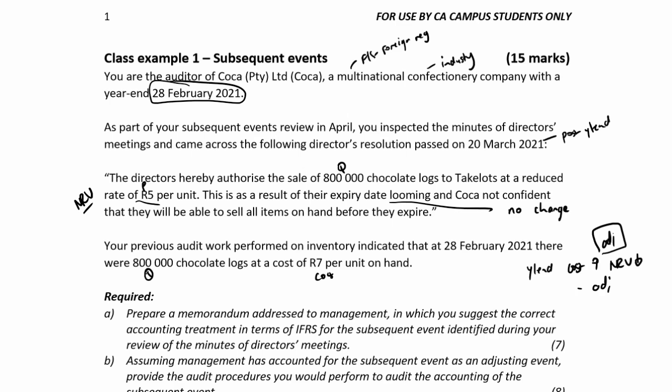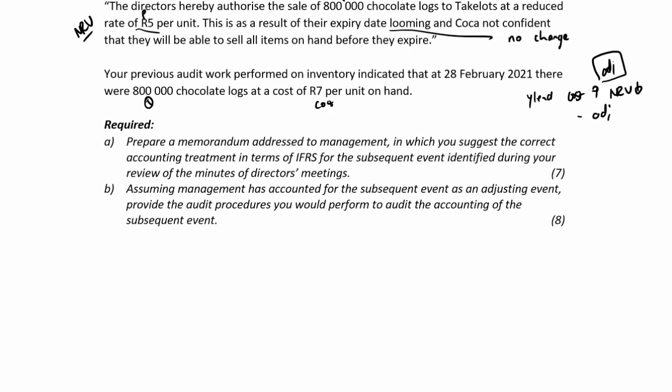So required, A, prepare a memorandum. So now just to note your format, must be memorandum, addressed to management in which you suggest the correct accounting treatment in terms of IFRS for the subsequent events identified during your review of the minutes of directors meeting. So guys, this is purely an IFRS question. Talk about accounting for the post-reporting date event.